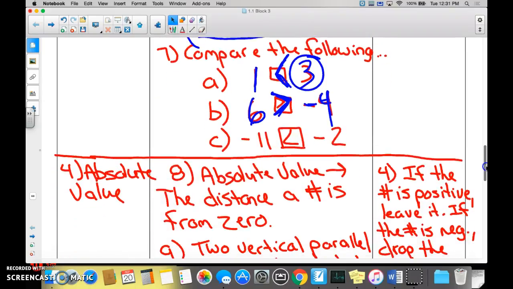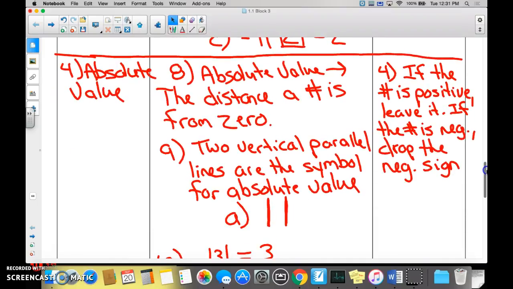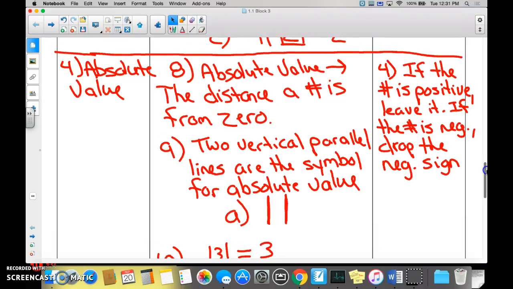Okay. Moving down to absolute value. Absolute value is the distance a number is from what number? Absolute value, Needy, is the distance a number is from what number? 0. 0. Excellent job. So I love the cheat sheet idea for this one.